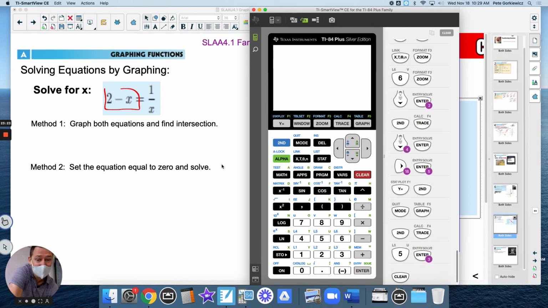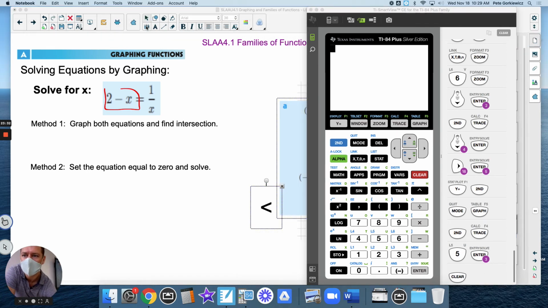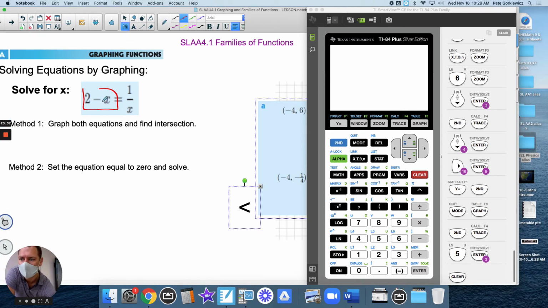Sweet. So sometimes if that doesn't work for you, there's a different method. I don't know why that's happening. There's a different method to solve that's sometimes more useful, and that's this. If you take this and kick everything to one side, if you subtract the 2 and then add the x, you've smooshed these two equations together.